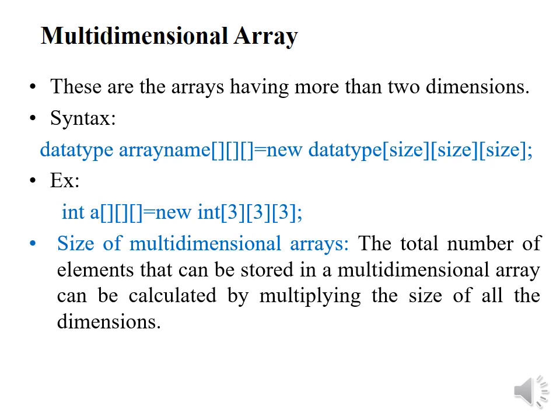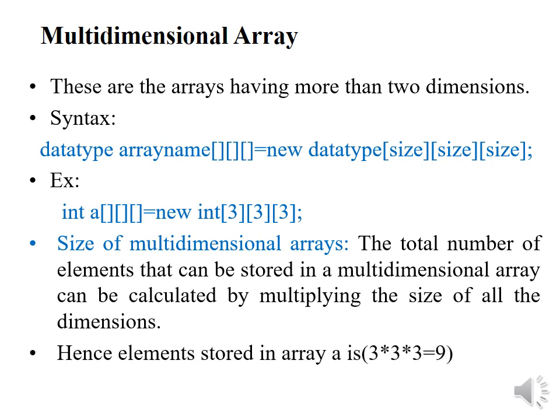Now, how actually will the size of multidimensional arrays be calculated? The total number of elements that can be stored in a multidimensional array can be calculated by multiplying the sizes of all the dimensions. So whatever number of dimensions are there, the multiple of all these sizes will be the size of the array. So 3 by 3 by 3 means its value will be calculated as 3 multiplied by 3 multiplied by 3 equal to 9. So the size of array A will be 9. So the multiplication of the dimensions will be nothing but the size of the multidimensional array.